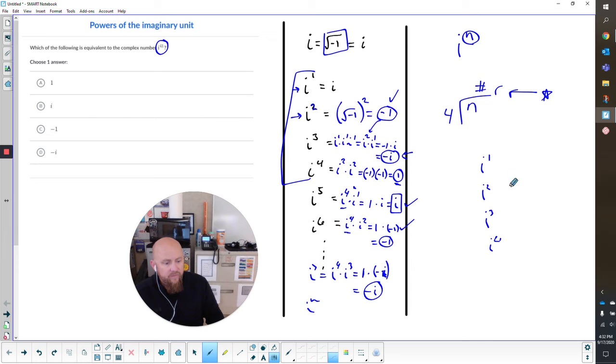And again, from our work here in the middle, I'm just going to summarize this down real quick. So I to the 1st is just I, I to the 2nd was negative 1, I to the 3rd was negative I, I to the 4th was positive 1. So let me do an example with you that's even crazier than our problem over here. What if we picked 57? So I to the 57th.